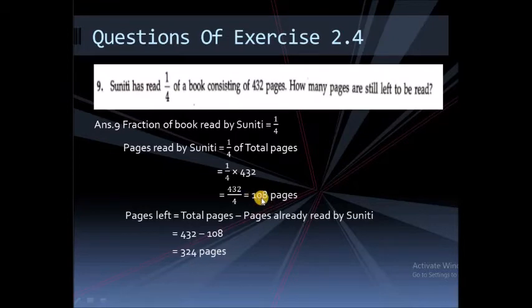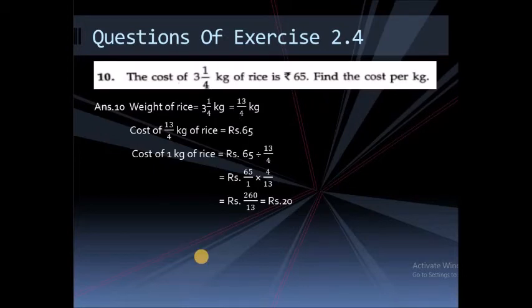Okay. Now the number of pages left will be total number of pages minus 108. So total number of pages are 432 minus 108, which is 324 pages that are left for her to read. These questions are very easy. All are based on the same types. The 'of' operator is being used in most of them.